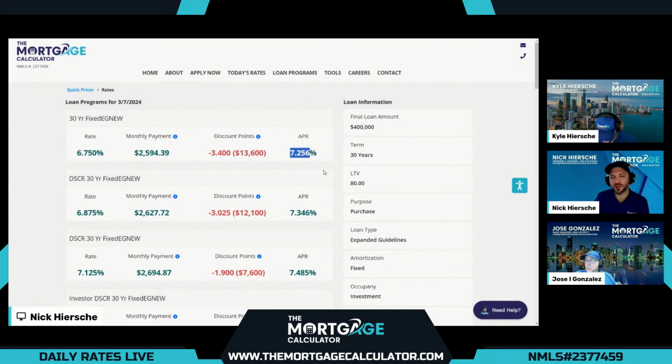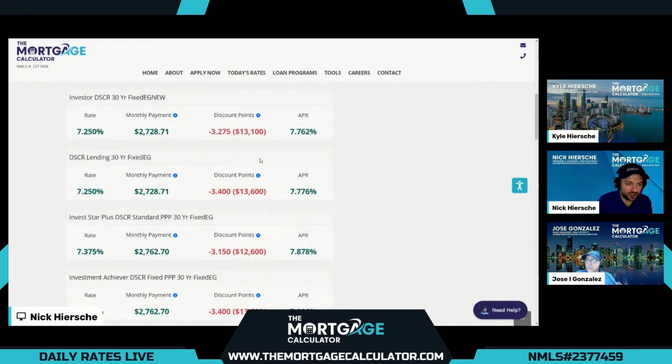100% of investors would use this program compared to conventional when it's cheaper and even when it's more expensive. So definitely recommend all of our investors check out the DSCR. All of our loan officers out there, send those DSCR quotes. This is the best option at the moment for a scenario such as this.